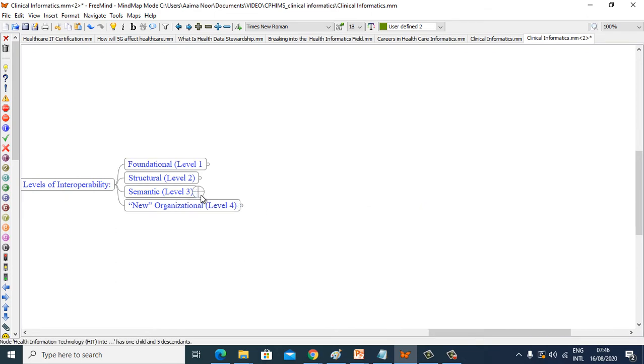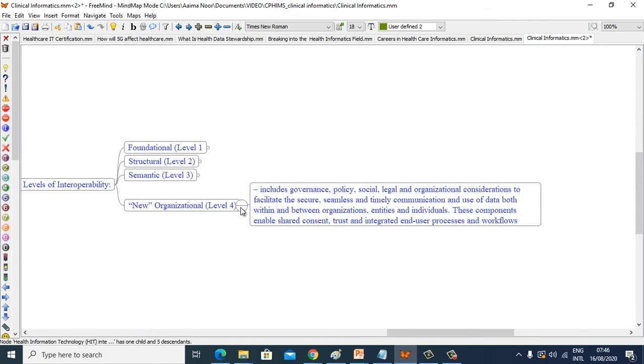And the fourth one is new: organizational level 4 includes governance, policy, social, legal, and organizational considerations to facilitate the secure, seamless, and timely communication and use of data both within and between organizations, entities, and individuals. These components enable shared consent, trust, and integrated end-user processes and workflows.